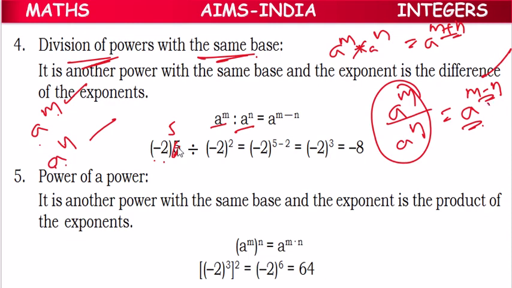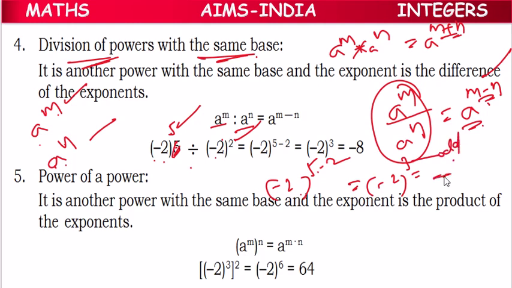Difference of two powers: (-2)^5 divided by (-2)^2 equals (-2)^(5-2). One power is 5, another power is 2. So 5 minus 2, (-2)^3. As the exponent is odd, we will get -2 cubed, which is -8. 2 cubed is 8.